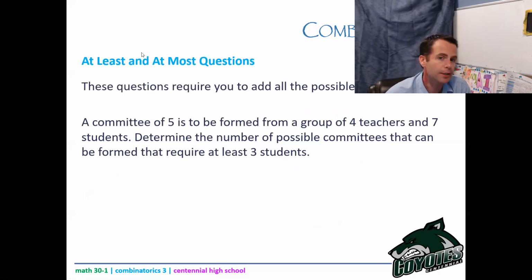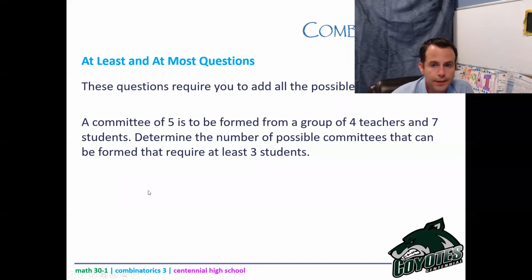Okay, so now we're going to talk about at least and at most questions. These questions require you to add all the possible cases together. So a committee of 5 is to be formed from a group of 4 teachers and 7 students. Determine the number of possible committees that can be formed that require at least 3 students.